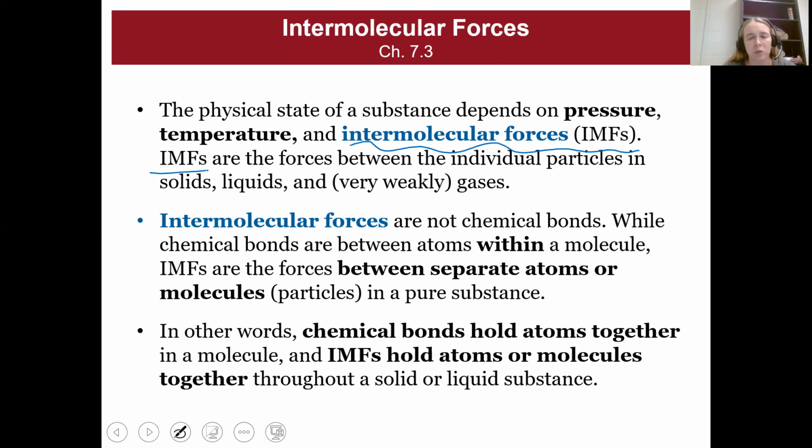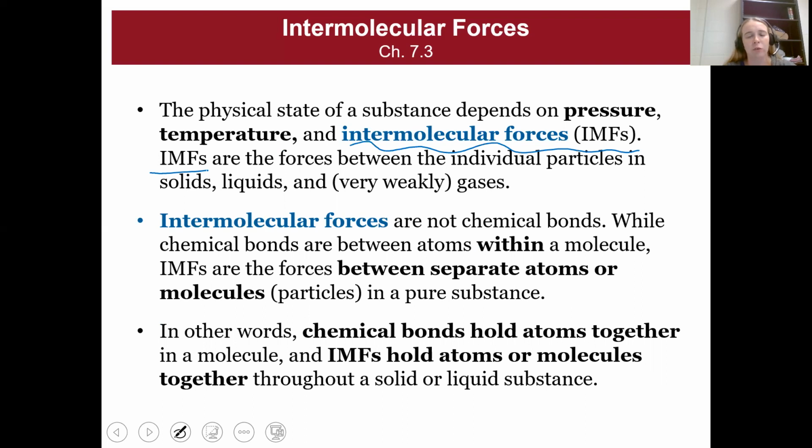Intermolecular forces are not chemical bonds. So these are not bonds. Chemical bonds are between atoms within a molecule. IMFs are forces between separate atoms or molecules in the pure substance as a whole.